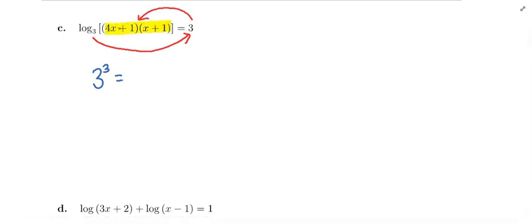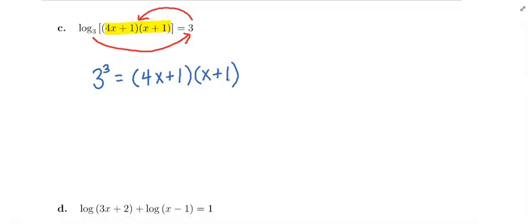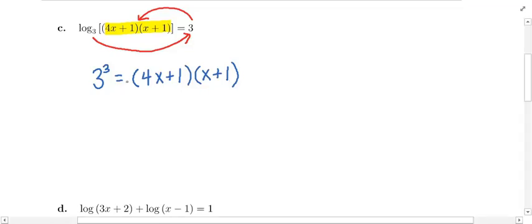Okay, so 3 to the 3rd power is going to be equal to 4x plus 1 times x plus 1. Okay, the logarithm is gone. We can solve for x. Let's see how we would handle this particular equation. It is not exponential, it's just a regular old equation. Let's solve. 3 cubed is going to be 27.